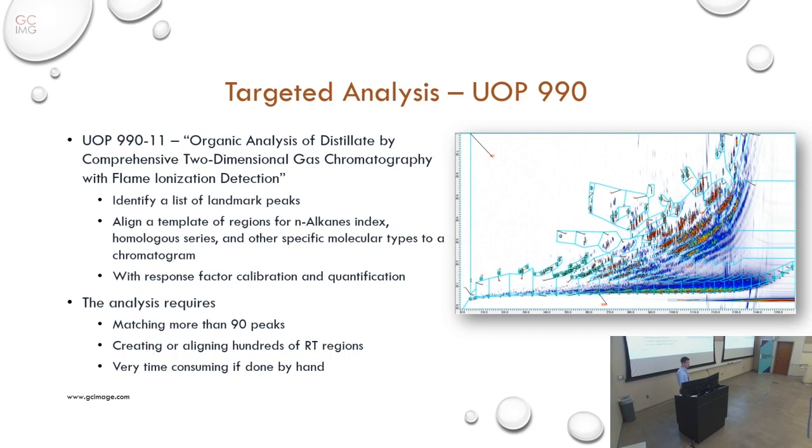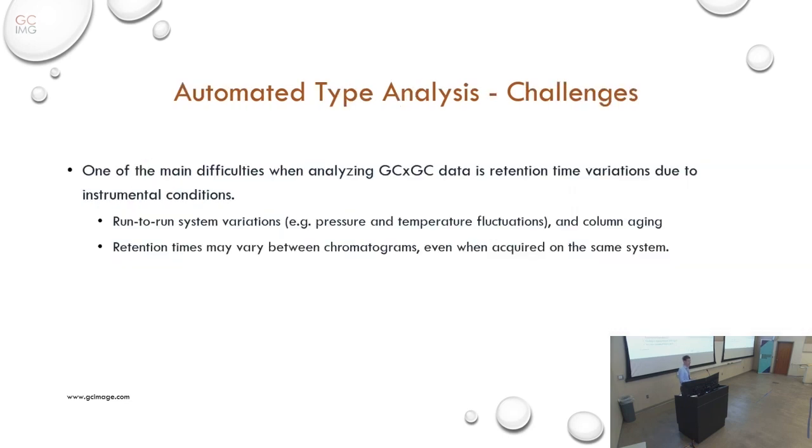We would like to be able to handle that in an automated fashion, but the difficulty is that you cannot just take the template, align it once, and expect it to work from there on out with all of your data. You're going to need to do periodic updates to that due to retention time variations that can occur. These can occur from run to run, systematic variations due to pressure and temperature fluctuations, or aging of the system.